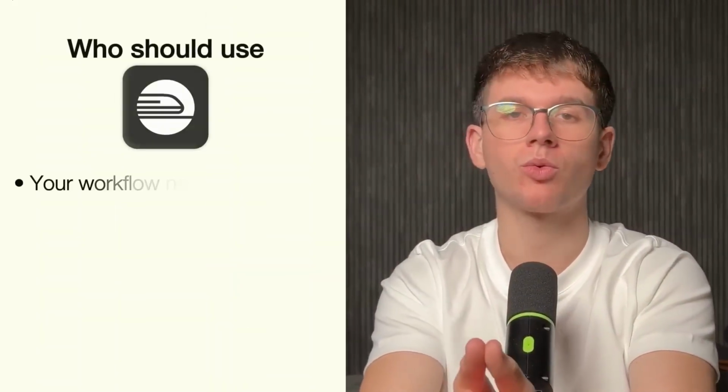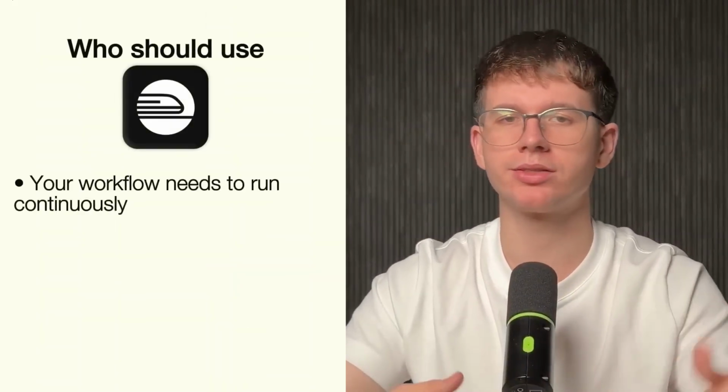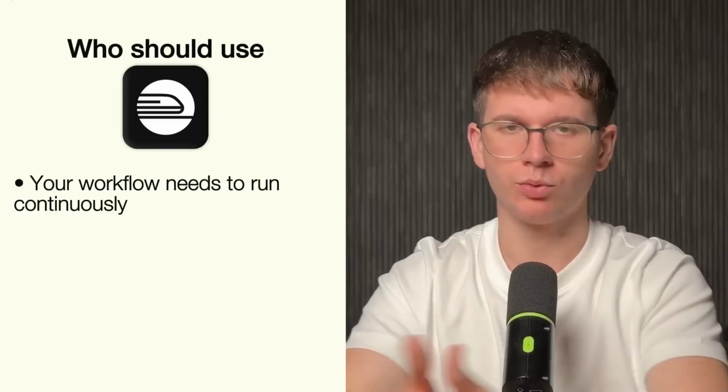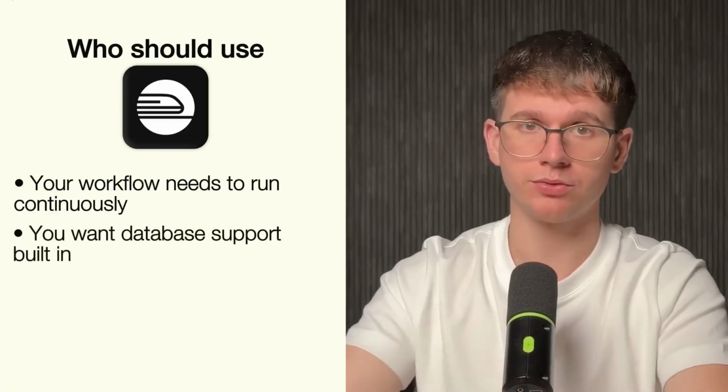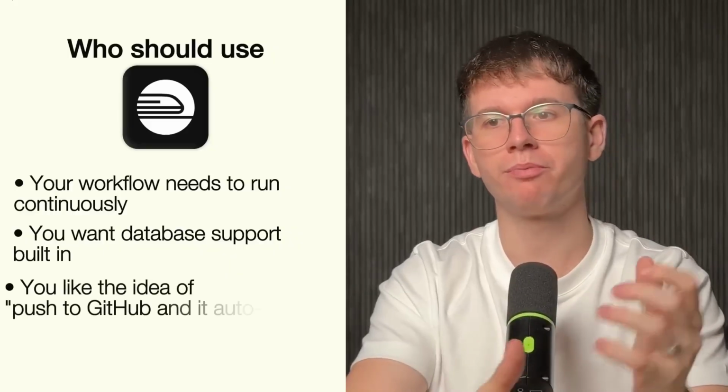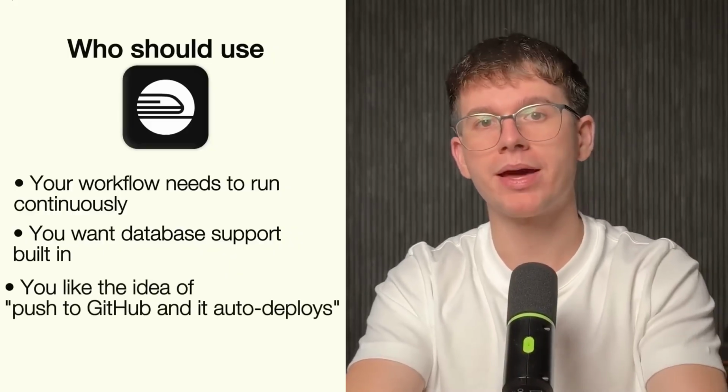Now, when it comes to Railway itself, it's best if your workflow needs to run continuously. So maybe it needs a bot that runs and checks the workflow 24/7. Railway is good for that. It's also good if you want the database support built into the software. And it's also good if you like the idea of putting everything in GitHub and then automatically deploying it on Railway. Now, in terms of debugging, so when something goes wrong, the way that it tactically works, so you understand, is that, so let's say there's an error.